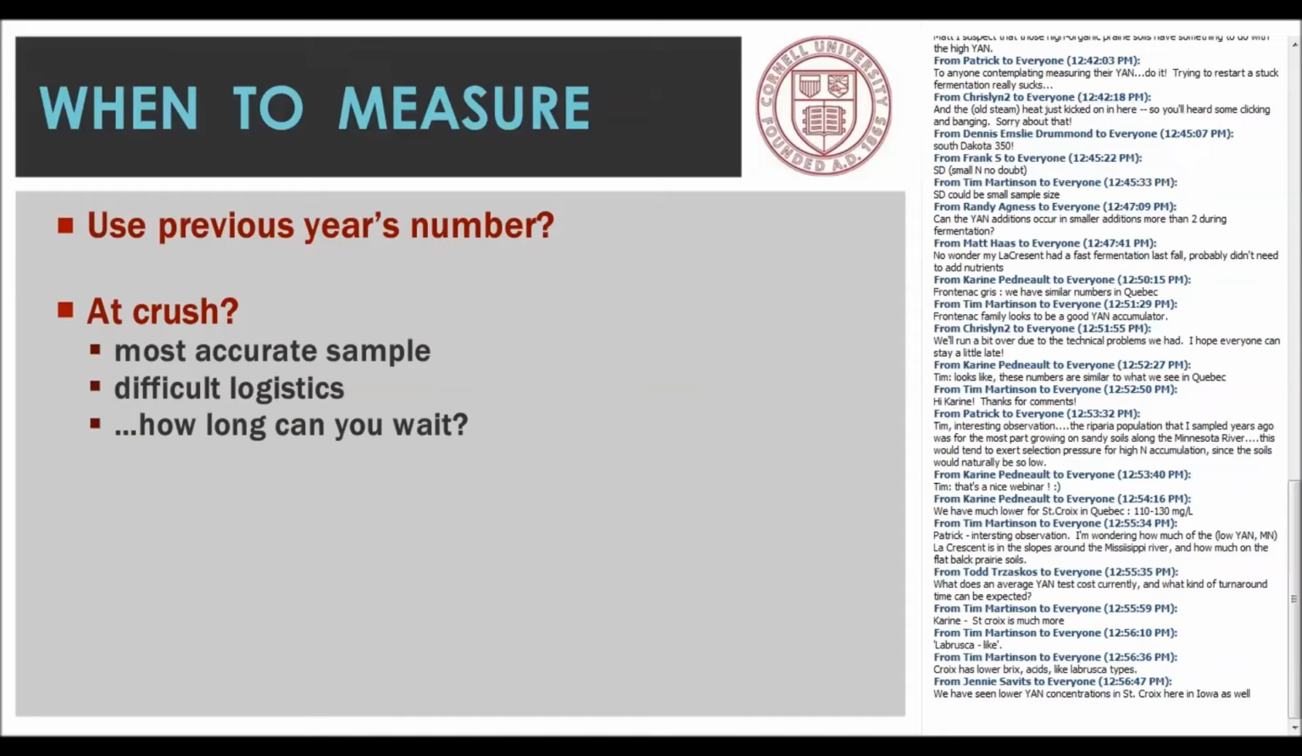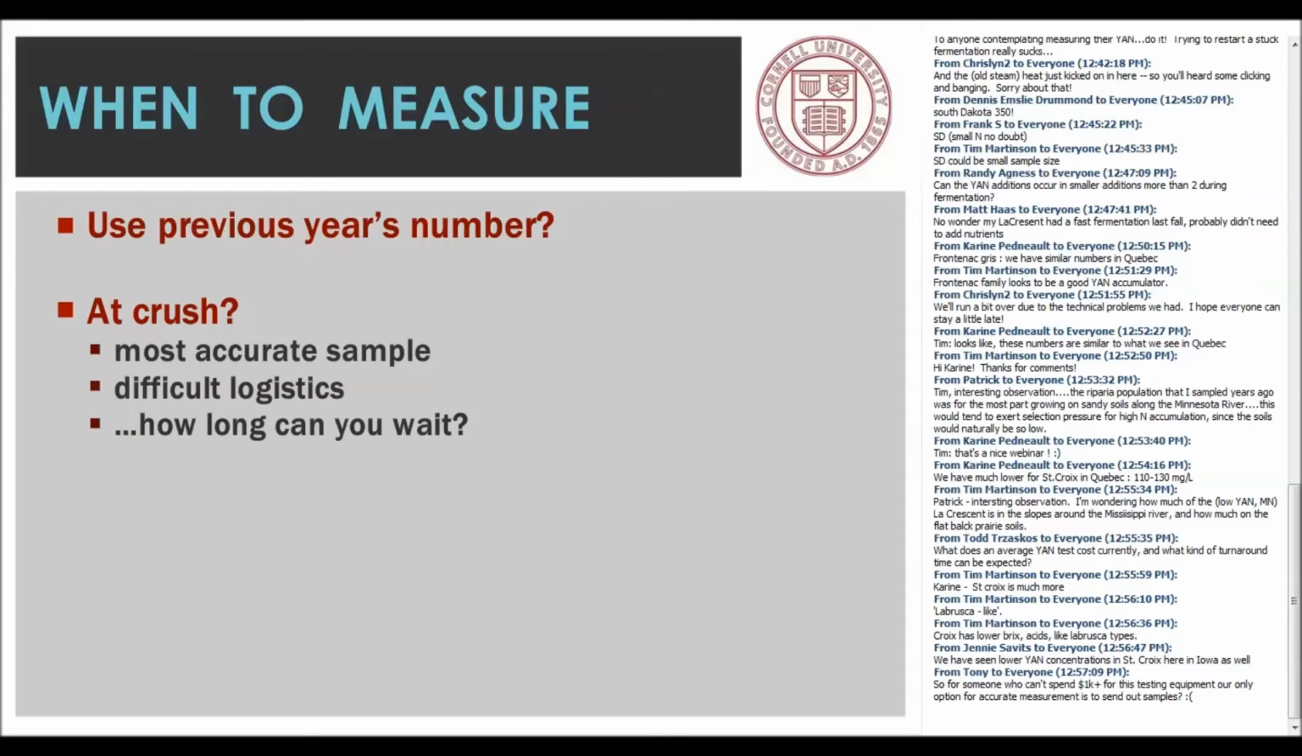Should you measure at crush? It's going to be your most accurate sample because you've got 100% of your grapes sampled if you crush and press and then test it. That's awesome. Some people find that this is hard to do. It's hard to line that up when you're doing 16 other things at crush and not sleeping and all that. How long can you wait for the results? If you don't have someone in your lab measuring it for you, if you send it out, you usually get return in 1 or 2 days. But do you want to keep your yeast sitting that long or your juice sitting that long? That's a question that a lot of people ask us.